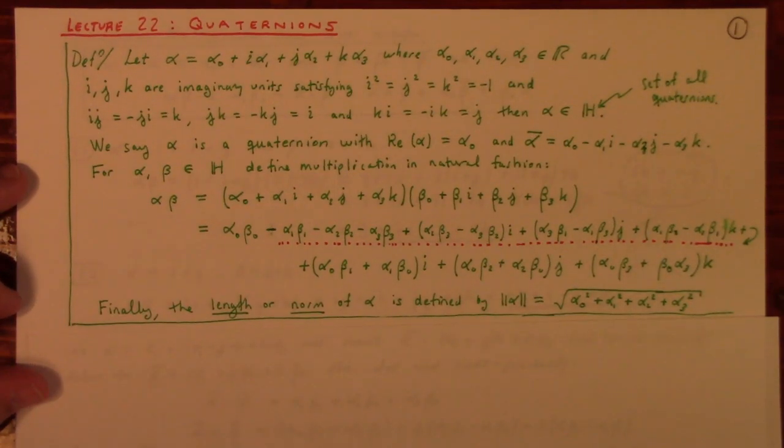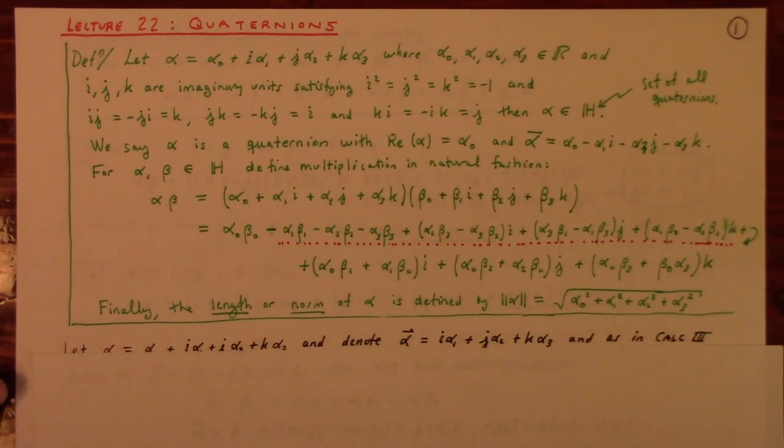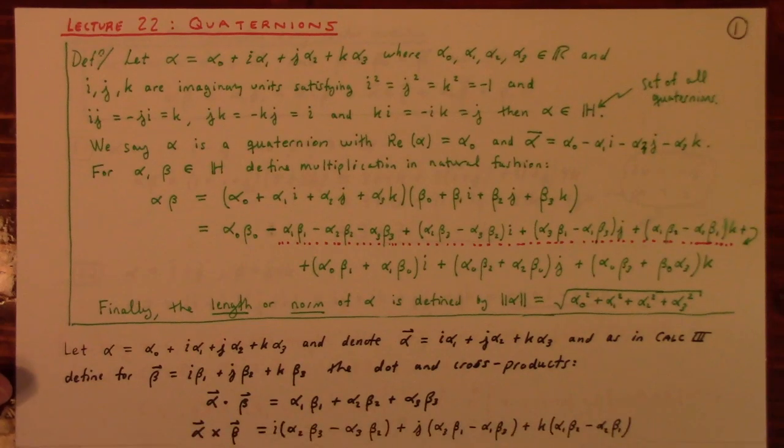So the length or the norm of a quaternion is just the square root of the sum of the squares of the components. So that would be alpha 0 squared plus alpha 1 squared plus alpha 2 squared plus alpha 3 squared, like that, right? All right, so let me point out some things here.